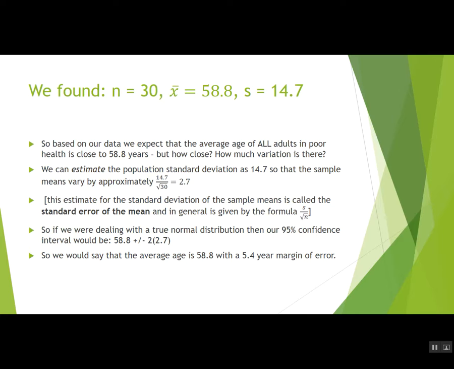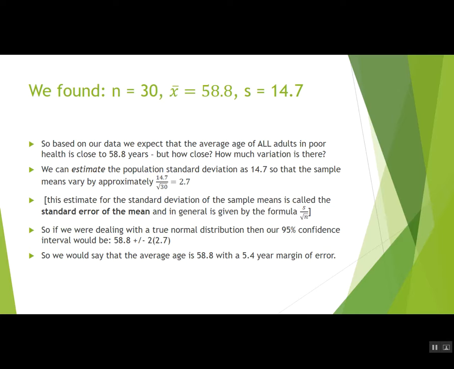So the sample means, going back to our sampling distribution of the mean, vary by approximately 14.7 divided by the square root of 30, the square root of the sample size. So by, on average, 2.7 years. So is our 58.8 going to be exactly on the money? No, but sample means will vary from the actual population mean by about 2.7 years. This 14.7 over the square root of 30 is called the standard error of the mean. In general, you use the sample standard deviation divided by the square root of n.